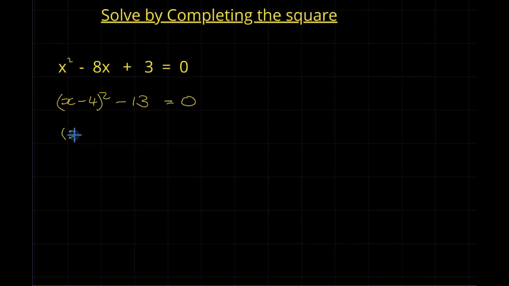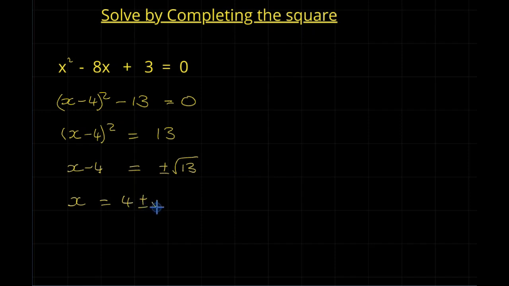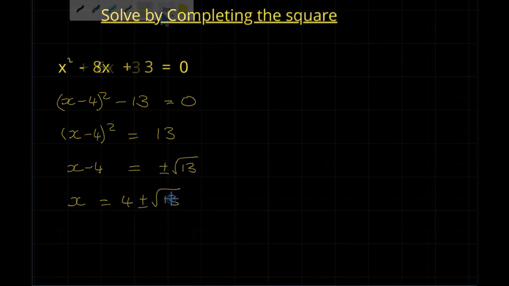All we need to do is move the 13, so x minus 4 squared equals 13. Take the square root of both sides, so x minus 4 is plus or minus the square root of 13. Now do be careful. If you square root a number, you've got 2 possible answers. And then we move the 4, so x is 4 plus or minus the square root of 13. Great.